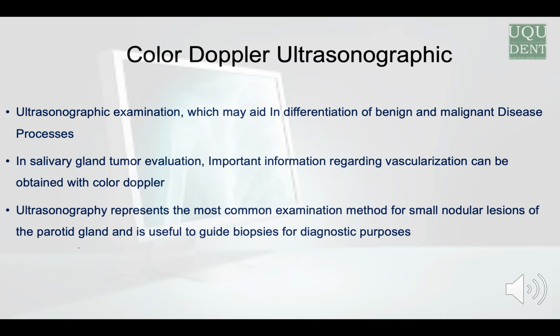Another type of imaging is ultrasonography. It is important in the differentiation between malignant and benign disease. In salivary gland tumors, it is important to know information regarding the vascularization, so sometimes we use the color Doppler. Ultrasonography represents the most common examination method for a small nodular lesion of the parotid gland, and it is also helpful to guide the biopsy for diagnostic purposes. As you remember from last year, sometimes we said we can use color Doppler ultrasonography as an adjunct method for the biopsy.